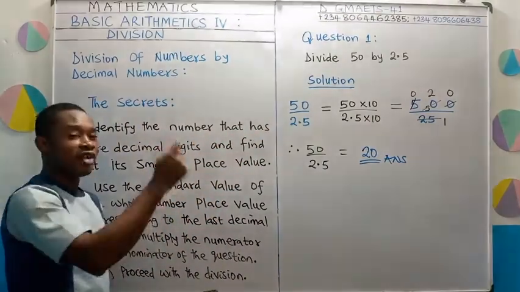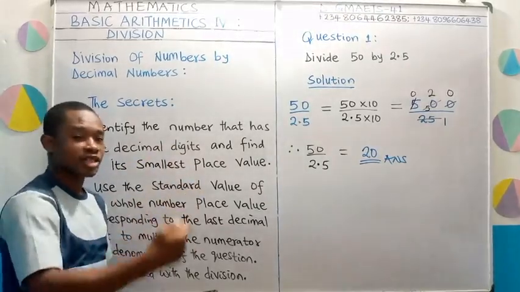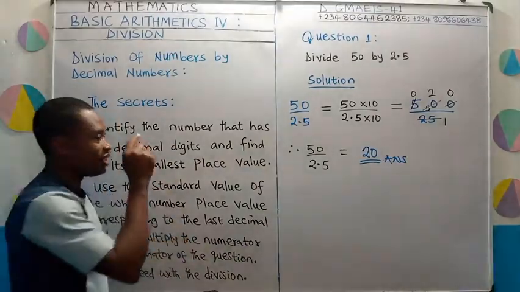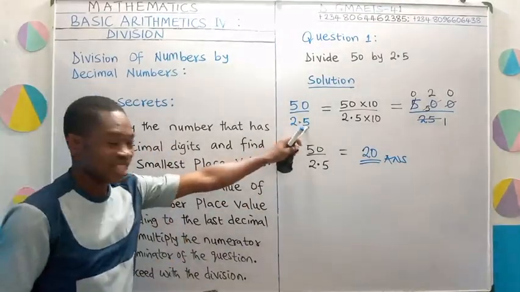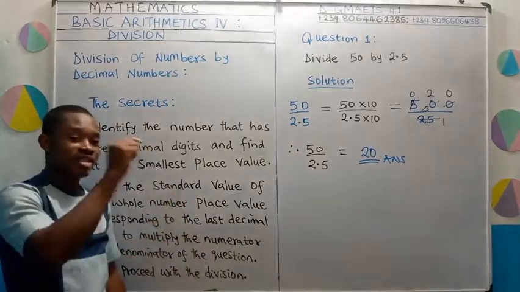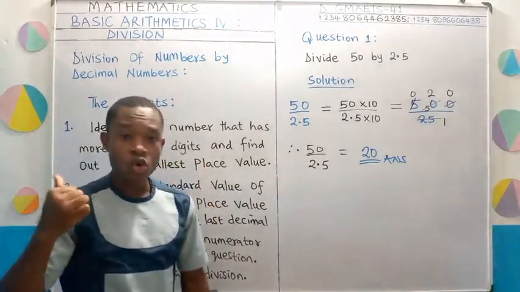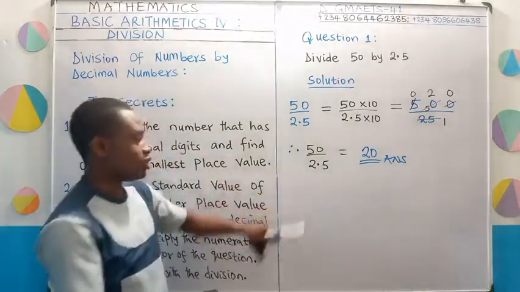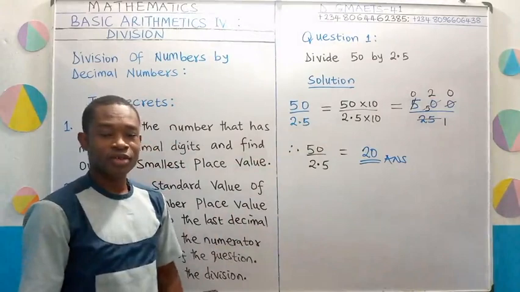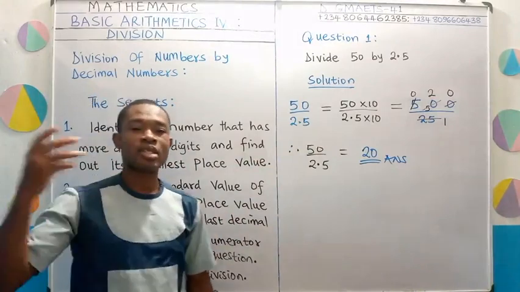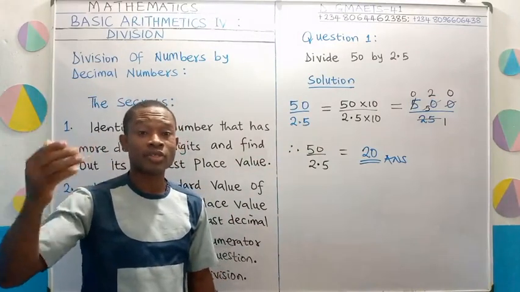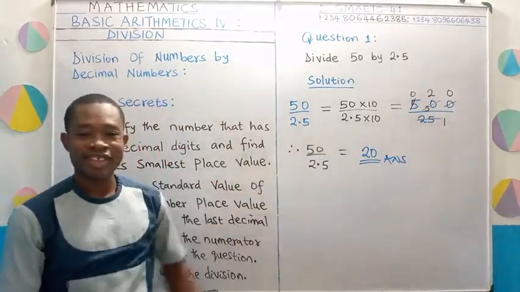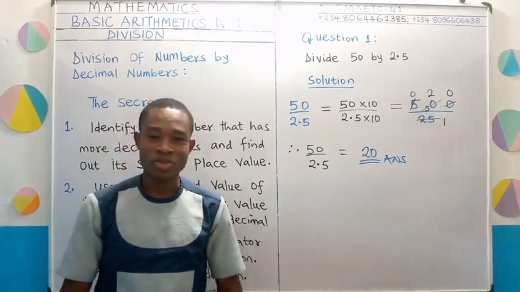Point number 1, identifying the number that has more decimal digits, which in this case is 2.5, then get the smallest place value in that decimal number. In this case it is tenths. Then secret number 2, use the standard value of the place value of whole number that corresponds, that agrees with that tenths here, to do your multiplication. If you're talking about whole numbers, tenths, the standard value is 10. Multiply top and bottom by 10. Then get your answer and divide. Let's move on to question number 2.